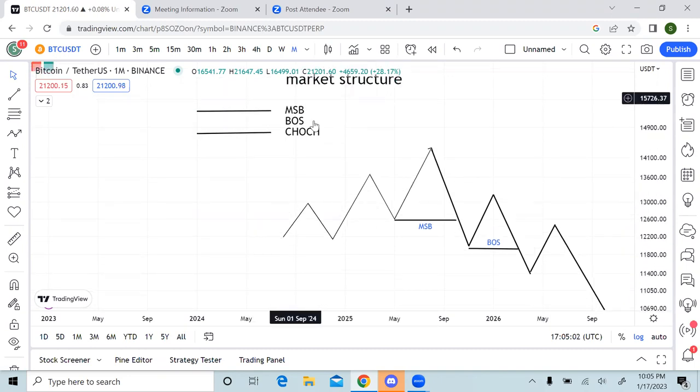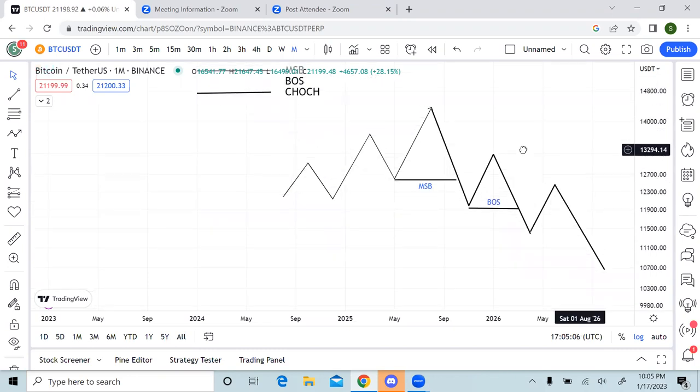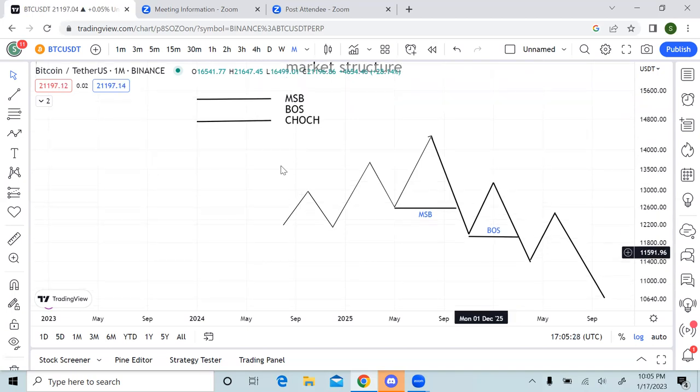Now, how will we trade these things? Everyone knows, okay, MSB is used on lower time frame, CHOCH is for trends, and BOS is for confirmation. Now, all of this is study material. We can check it on YouTube, buy courses, and learn it. Tell me how you will use it in live trading. The important thing is how to trade these three abbreviations.